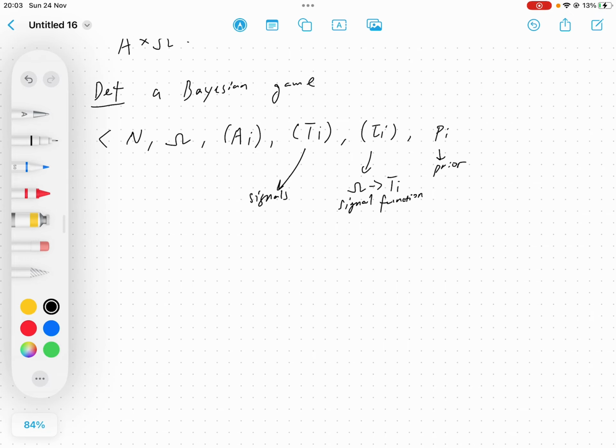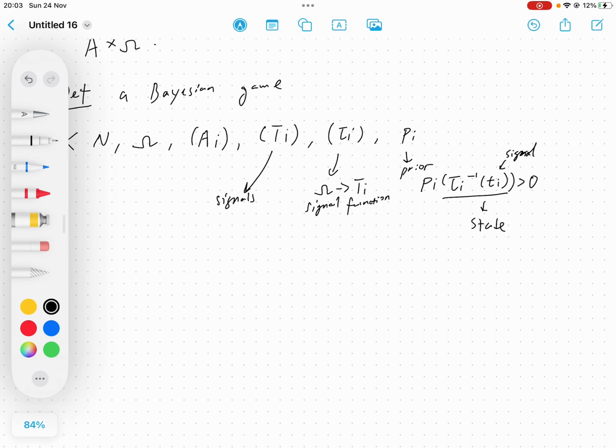Prior belief of player I, for which we have some requirements. So this is a positive number, Pi, and taking the signal function inverse given some signal Ti, right? So this is just some state. This is the signal, and this tau inverse will be the inverse function for the signal function. And this is a positive probability number for all those Ti's.